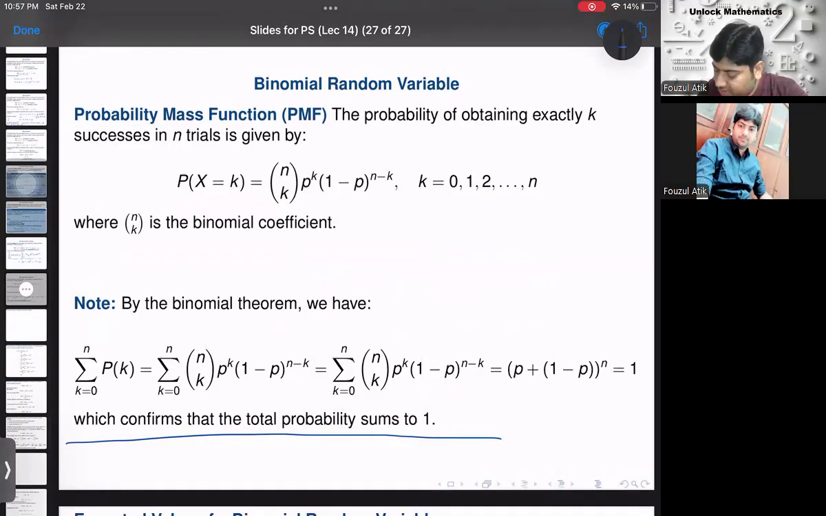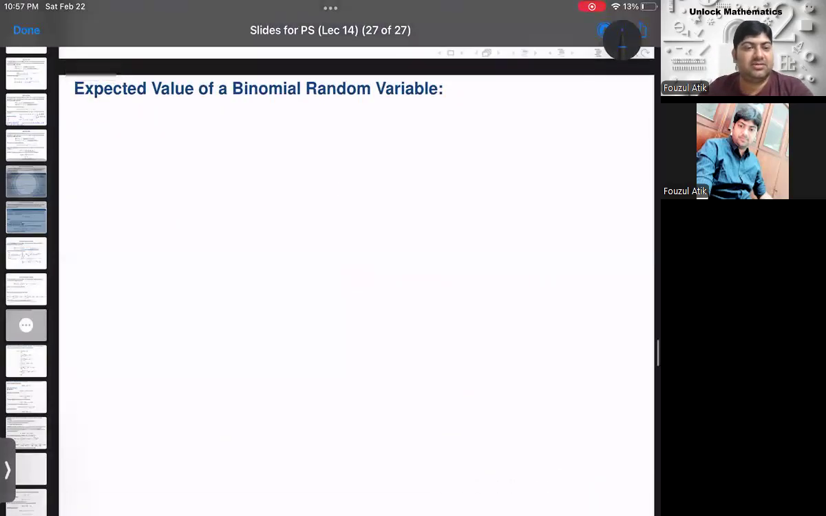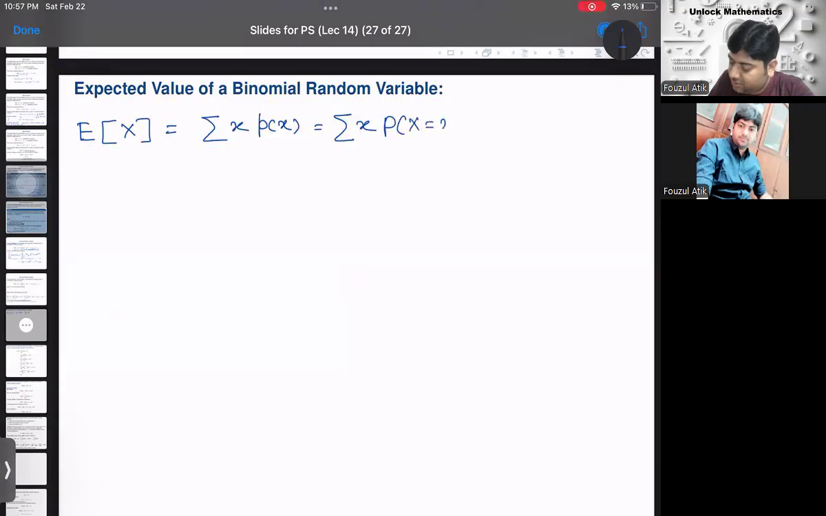So for this binomial random variable, we can find its expected value. But how do we calculate the expectation? We all know. So the expectation of this binomial random variable is equal to, first of all, the expectation formula: x into small p of x. This is the expectation formula. But what is small p of x? It is summation of x into capital P of x is equal to small x, correct? And x is taking the values 0 to n, right? Now what is this probability mass function? We'll put that value.